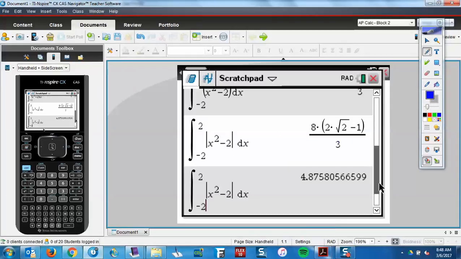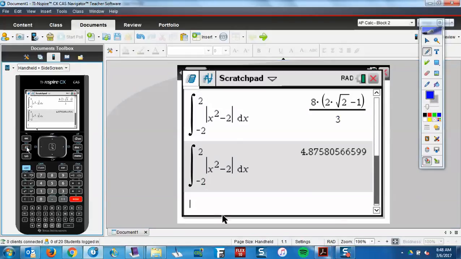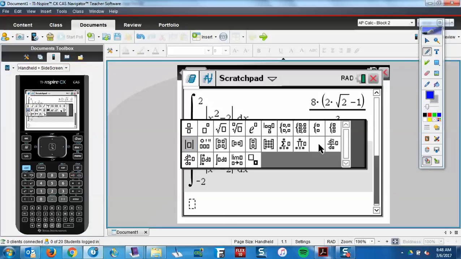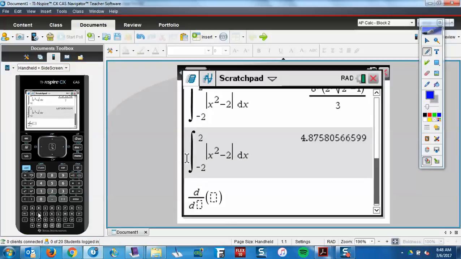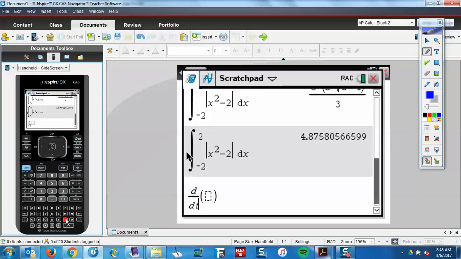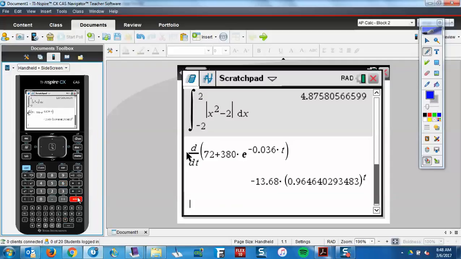Right here. It's got a T in it or an X? T. And so what was that? Somebody read it to me. 72 plus 380 e to the negative 0.036 t. Right? And then what do you want to do? You want to plug in 18.